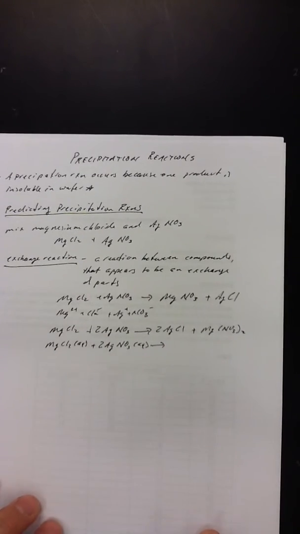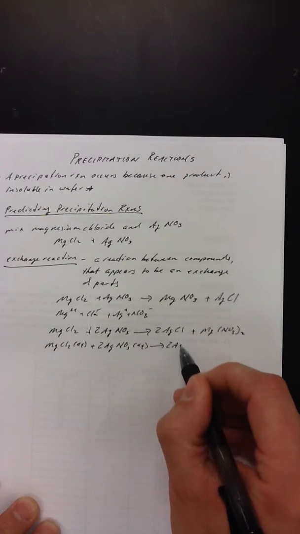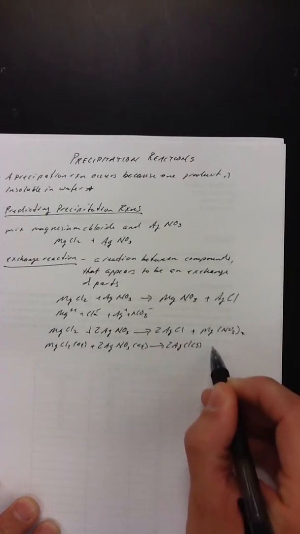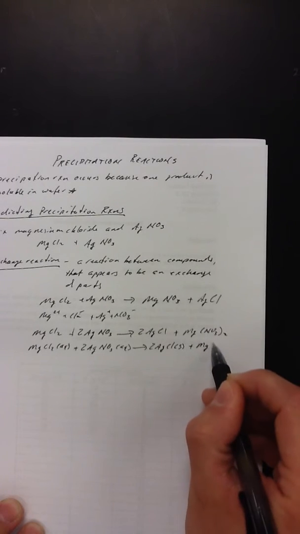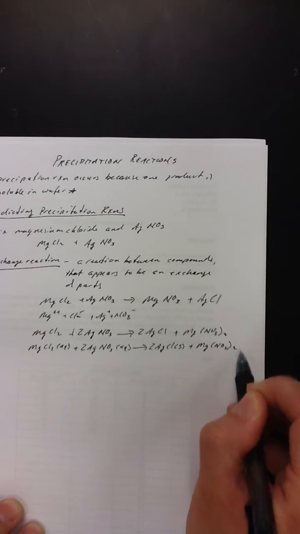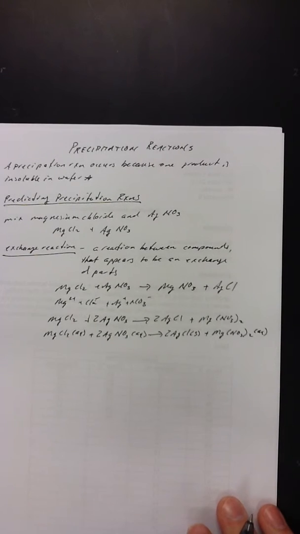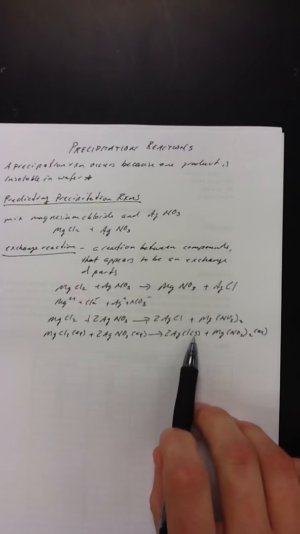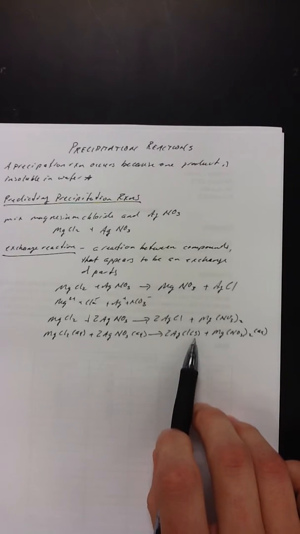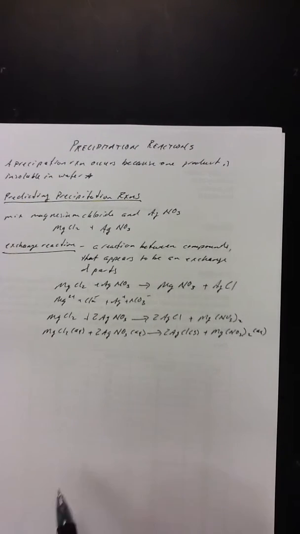And silver chloride was insoluble in water, so we can write the phase label as solid, plus magnesium nitrate, which we said, according to our rules, was soluble in water, therefore aqueous. We predict that the reaction occurs because silver chloride is in fact insoluble in water and precipitates from the reaction mixture. When we actually do this, we get a white precipitate of silver chloride, which you can later filter out. But the molecular equation is a summary of the actual reactants and products in the reaction.